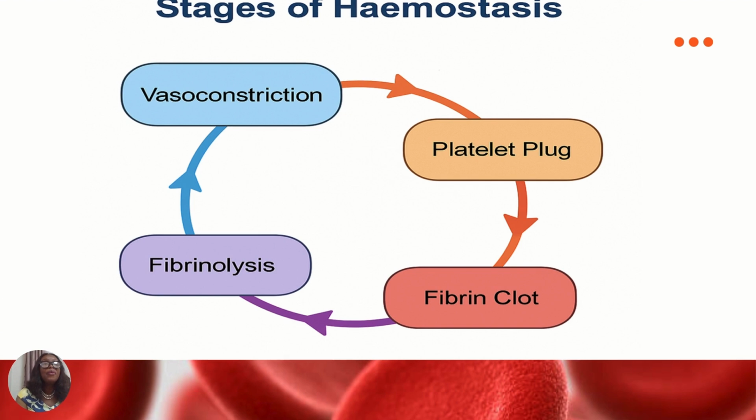So we have the first stage, the vasoconstriction or vascular constriction, the platelet plug formation, which is the same as primary hemostasis, the fibrin clot formation or coagulation cascade or secondary hemostasis, and we have the fibrinolysis, which is the tertiary hemostasis. So, four stages of hemostasis.